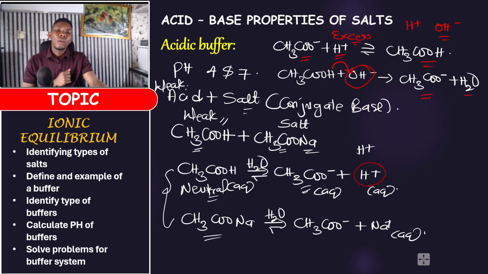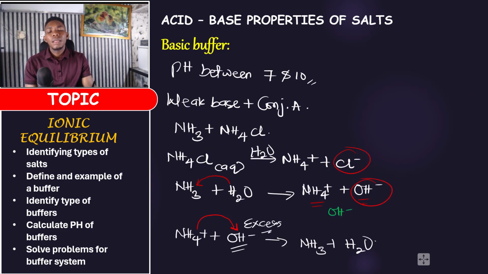Worthy of note, the conjugate base, in this case, which is the source of the acid, is what will react with the excess of what? H plus. You know, excess of H plus is what? Acidic. So of course you expect a base to react with what? Acid. Why? Acid will react with what? Base. Same thing is applicable here.